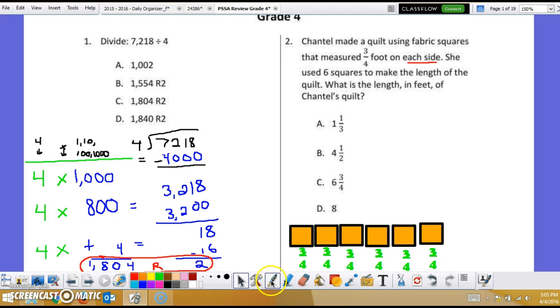Well, in this case, I need to add 3, 6, 9, 12, 15, 18. And my denominator gets pushed into my answer. Now, technically, this would be an answer, but because it's an improper fraction, I have to convert it. The way we convert improper fractions to mixed numbers, I take my denominator. I ask myself, how many times can 4 go into 18? 4, 8, 12, 16. It can go in 4 times.